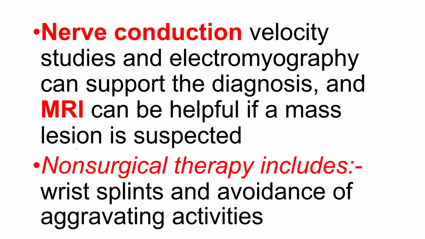Nerve conduction velocity studies and electromyography can support the diagnosis, and the MRI can be helpful if a mass lesion is suspected. Non-surgical therapy includes wrist splints and avoidance of aggravating activities.